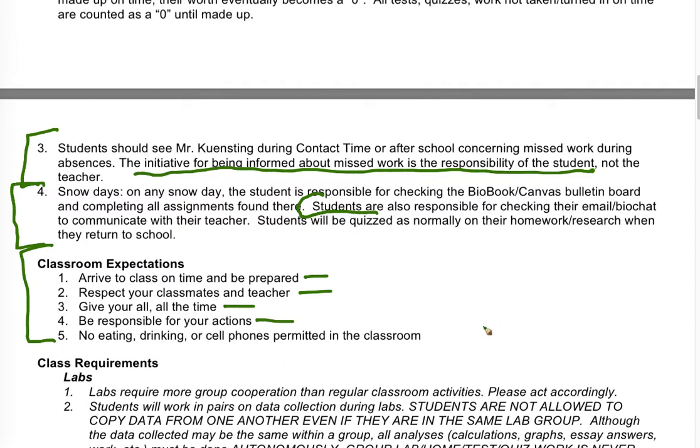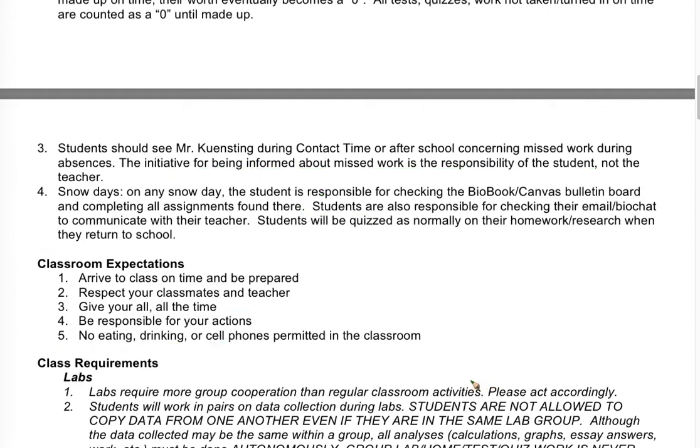We don't do makeups. There are no makeup tests. So just own it and move on. We might be able to work on the next chapter a little bit harder and compensate for the lowered score on a previous chapter. And remember, your grading scale is relaxed to make it easier for you to take the risk of the class. And officially, there's supposed to be no eating, drinking, or cell phones in the classroom.